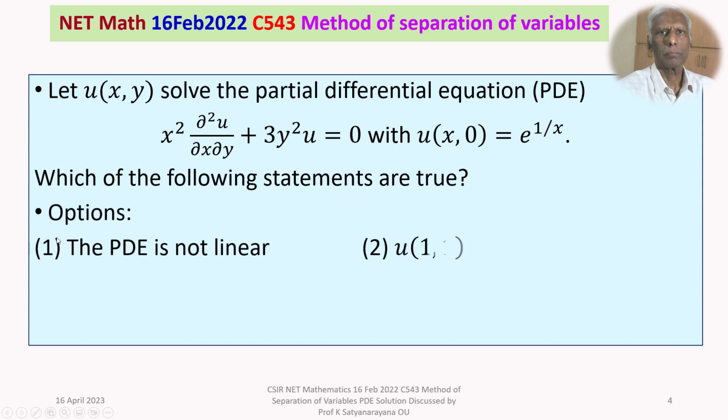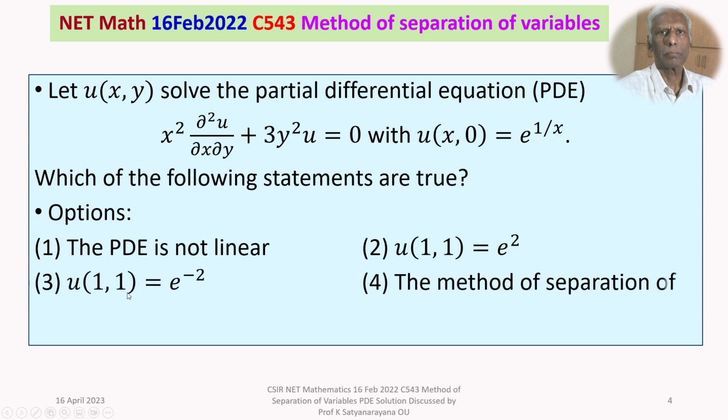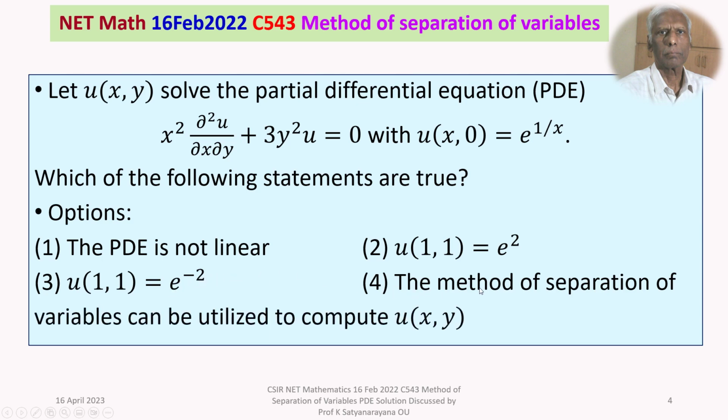We are given 4 options. Option 1, the PDE is not linear. Option 2, u at 1 comma 1 is equal to e square. And option 3, u at 1 comma 1 is equal to e power minus 2. Option 4, the method of separation of variables can be utilized to compute the solution u of x comma y.